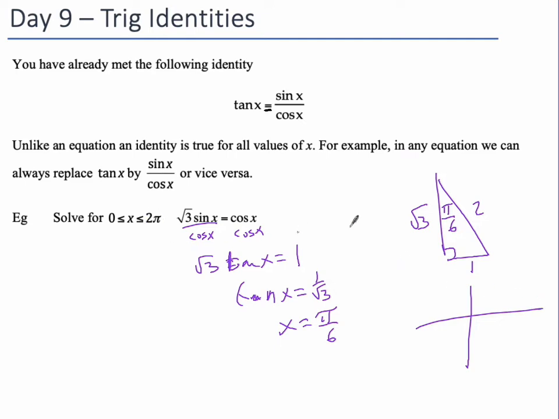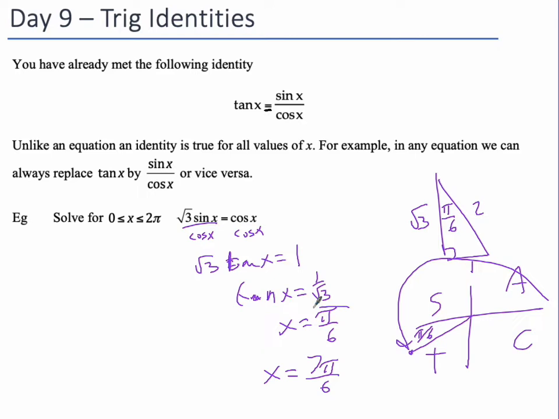That's just one answer between 0 and 2 pi. There's, of course, another answer over here. That angle there is pi over 6, so this angle is pi plus pi over 6. So the other answer is 7 pi over 6. Okay, so that's how you do that one.